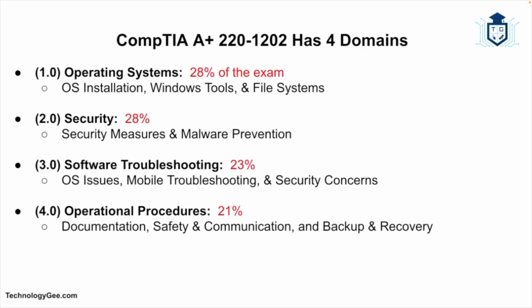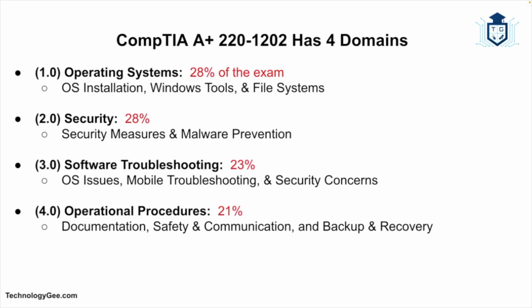The CompTIA A Plus 1202 exam will focus on 4 primary areas of study, also known as domains. Domain 1 is operating systems, and that's going to take up 28% of the exam. This domain is going to focus on operating system installation when it comes to working with Windows, Mac, Linux, and mobile operating systems. You're also going to learn about Windows tools, such as managing systems with Task Manager, Command Prompt, and Disk Management. And it's going to focus on file systems when it comes to handling file systems updates and operating system upgrades.